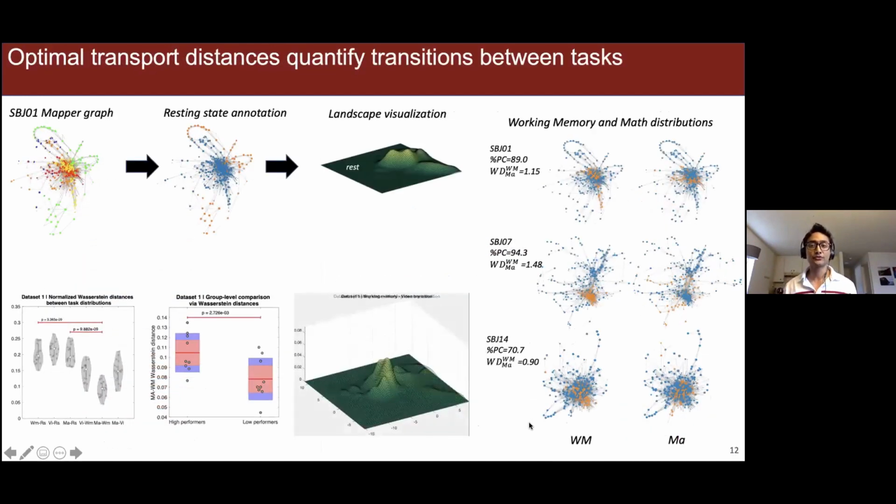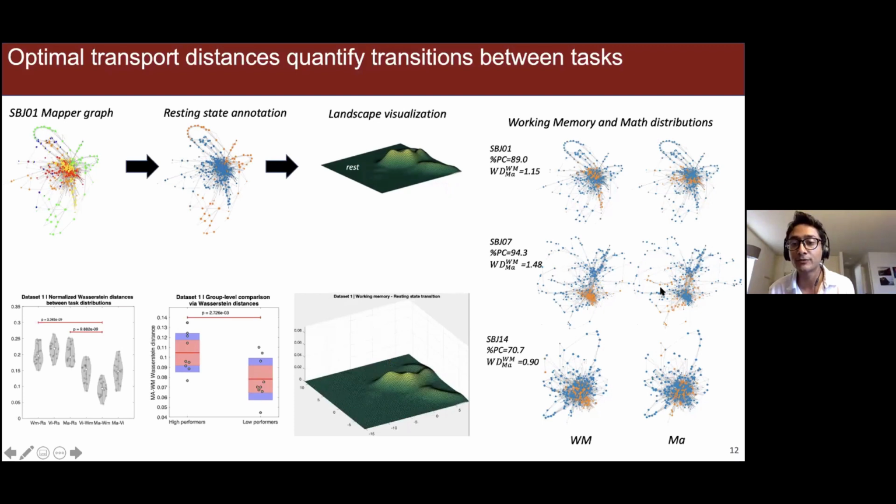It turns out that this gives us more granular information than what was known in the previous state of the art. So you take some Mapper graphs and you can look at the different distributions of the tasks. And it turns out that the optimal transport distance between the math and working memory distributions is actually a very good predictor of performance. It finds group differences in the sense that the high-performing groups have much more distance between the math and working memory distributions than the low-performing groups. You can see it over here.